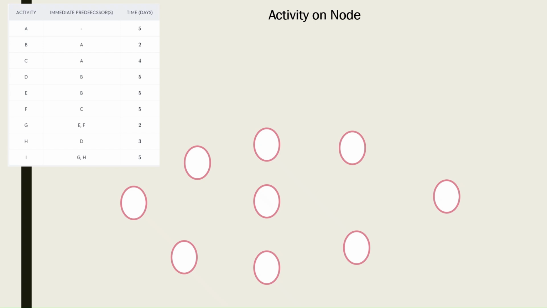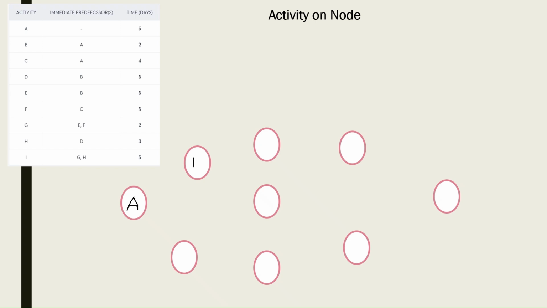Now my first activity is A, so by default on the activity on node diagram, I have my first node. I already drew this circle here, and based on this I am going to draw the activity on node diagram. My first activity name is A, so this is considered as my starting node. Now next, my second activity is B, but B depends on A, and another activity is C, so C also depends on A.